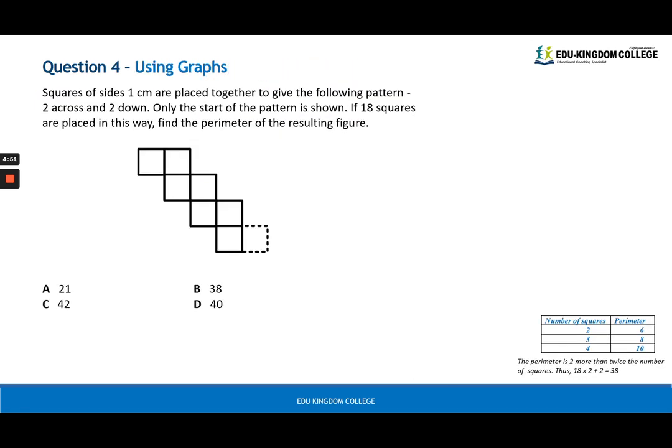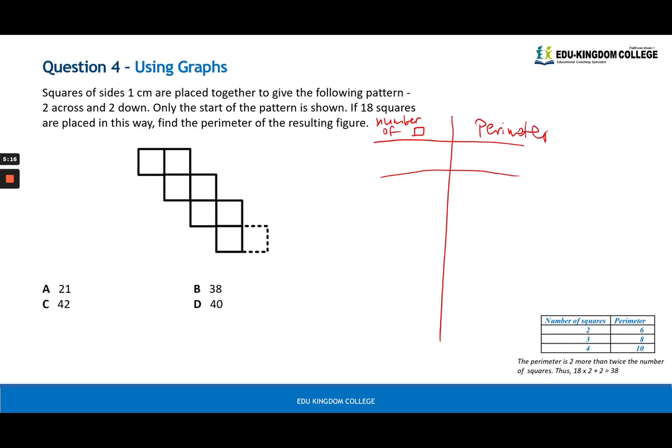Alright, number 4. Squares of sides 1 cm are placed in the pattern 2 across 2 down; only the start of the pattern is shown. If 18 squares are placed this way, find the perimeter of the resulting figure. So what we're going to do is set up a quick table, okay? So this is the number of squares, and this is the perimeter.